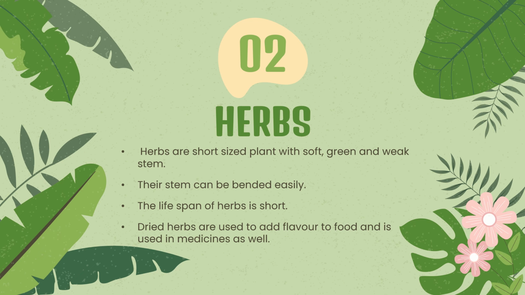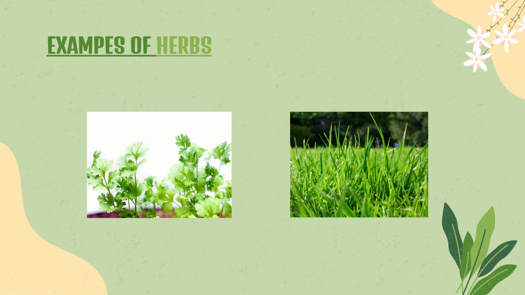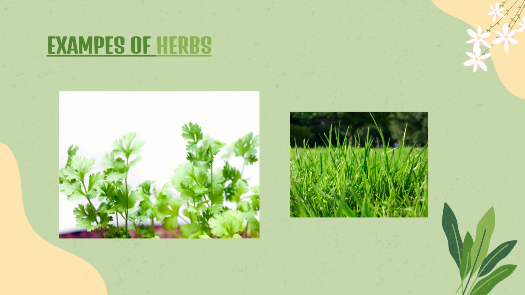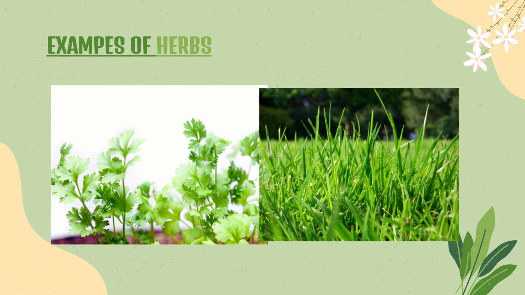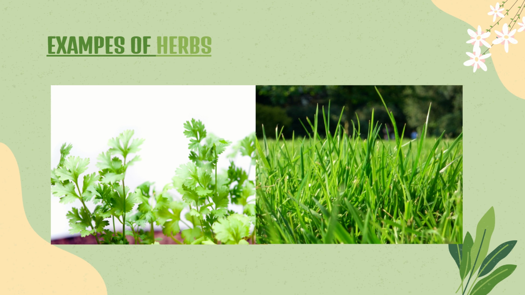So such type of plants, very short plants, short sized plants actually, are called herbs. For example, coriander plant, we usually call them dhania. So it is a very small plant. See, it has a green stem, it can be bended easily. So small sized plant. So this is a herb. Coriander plant is a herb. Other example is grass. See, grass is also very small plant. It is also a herb.